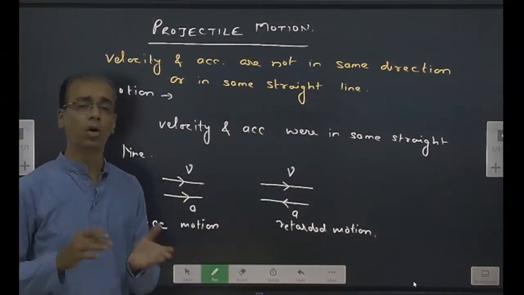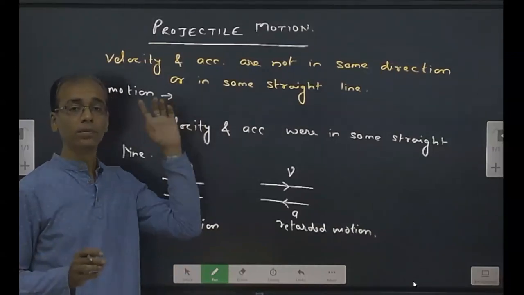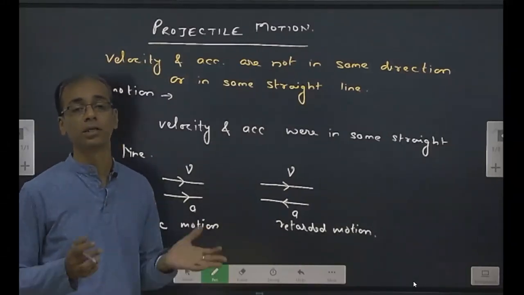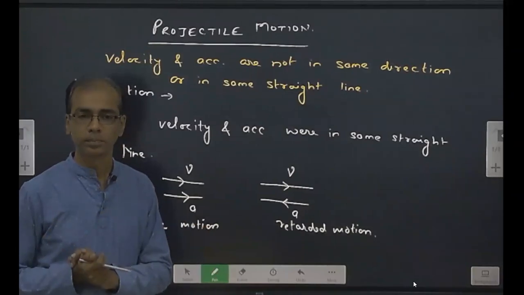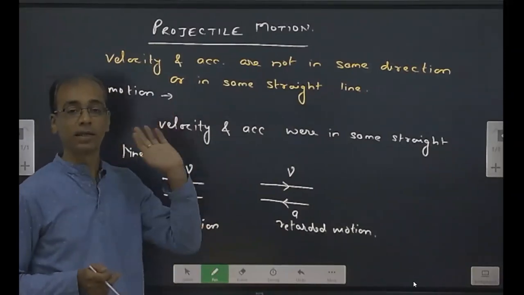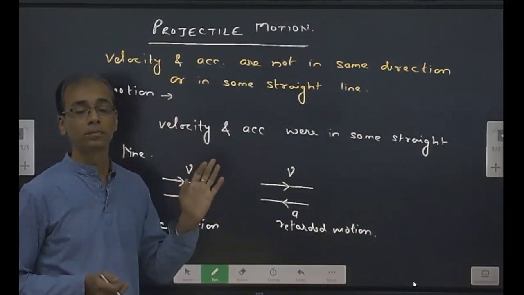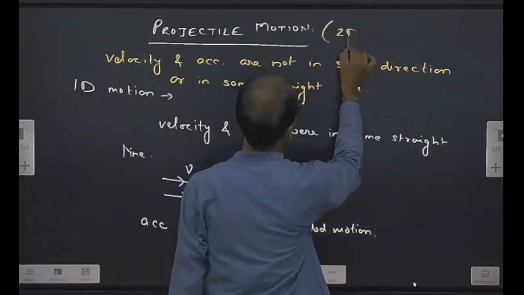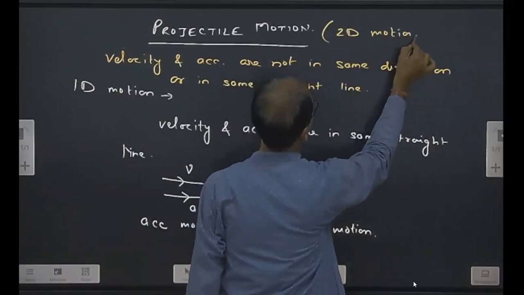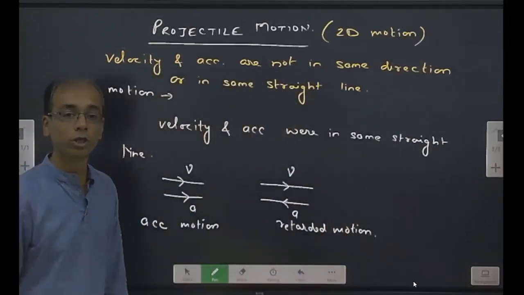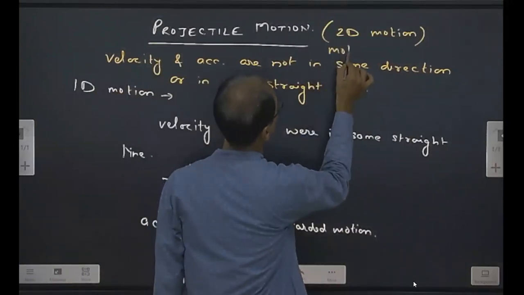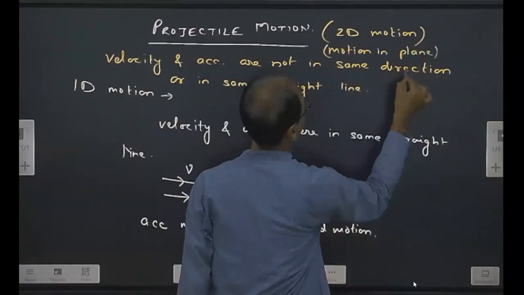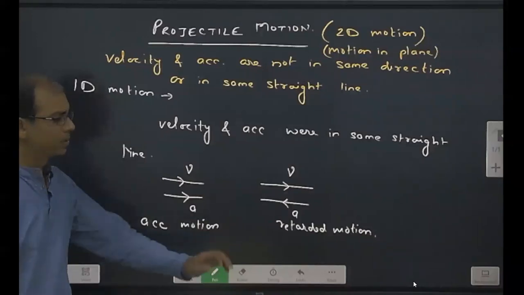They may have an angle of 0 or 180. But here, velocity and acceleration are not in the same line. That means they have an angle other than 0 and 180. The angle between velocity and acceleration is neither 0 nor 180. That's why this is 2D motion. Projectile motion is 2D motion, or we call it motion in a plane. Note this basic information.